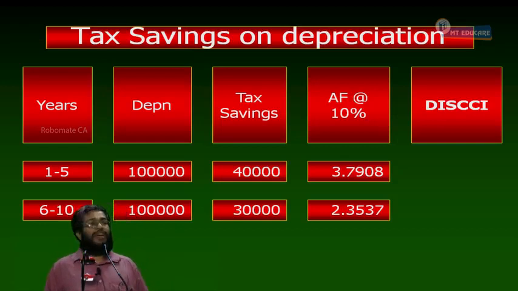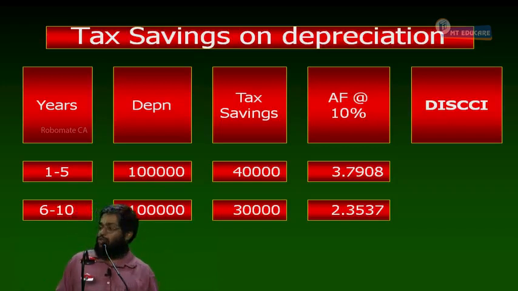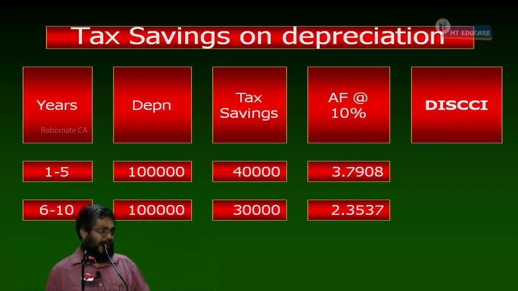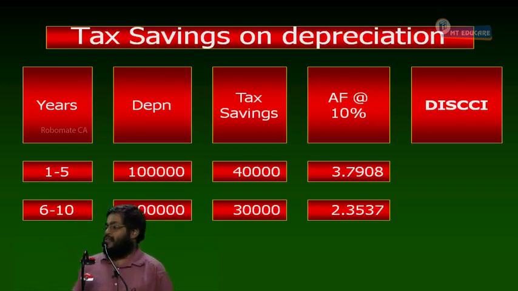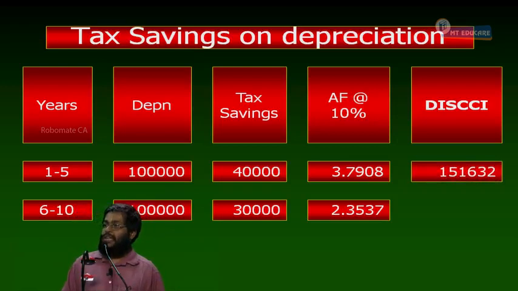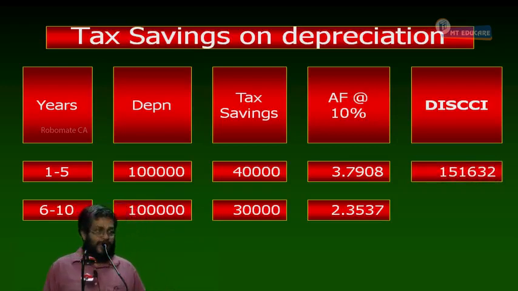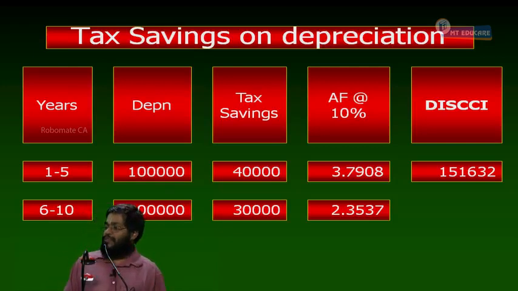Just to confirm, what is 2.3537? If I receive 1 rupee each from the 6th year to the 10th year, it is not 5 rupees today. It is only how much? 2 rupees 35 paise today. Can I proceed? Now, 40,000 into 3.7908 is 1,51,632. And 30,000 into 2.3537 is 70,611.